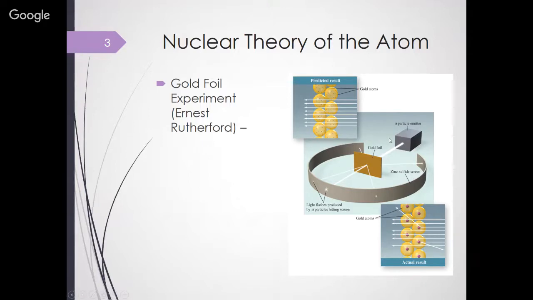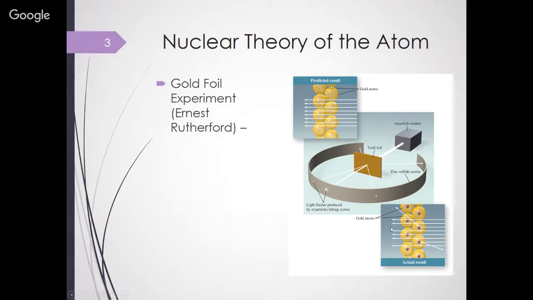Now, what was discovered was that most of the particles just went straight through. Some of them were deflected, some of them bounced back. So this original hypothesis was incorrect. If these little protons were throughout here, then we should have seen a lot more of the alpha particles bouncing back. But instead they went through.